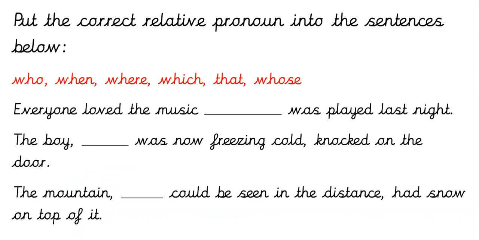What I would like you to do now is put the correct relative pronoun into the sentences below. So we've got: everyone loved the music ___ was played last night. The boy ___ was now freezing cold knocked on the door. The mountain ___ could be seen in the distance had snow on top of it. So the relative pronouns we've got are who, when, where, which, that, and whose. Pause the video now and have a go at trying to put the correct one in the sentences below.